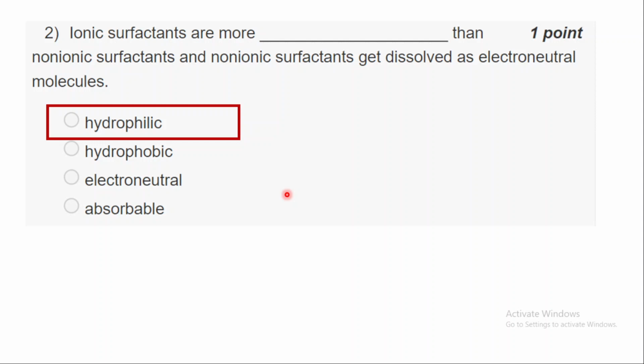The correct answer is A, hydrophilic, right? So all the students who have answered A, you all are correct. And it's not hydrophobic, right? Let's see how the answer is hydrophilic.